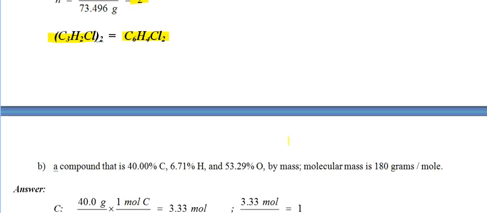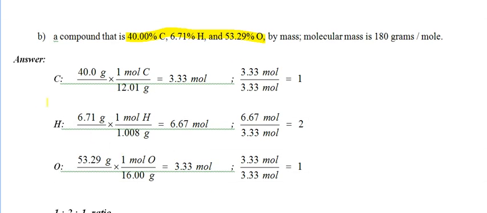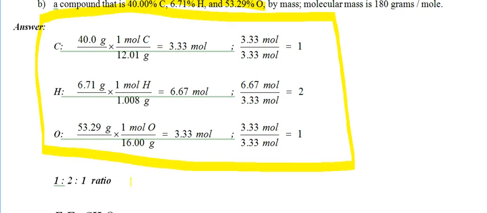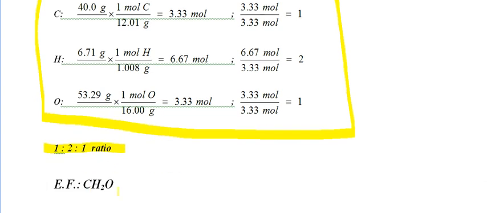All right, letter B. A compound is 40% carbon, 6.71% hydrogen, 53.29% oxygen by mass. And the molecular mass is 180 grams per mole. So you're given percents. So what we need to do is determine the empirical formula first and foremost. So find out how many moles you have of each, and then whichever one of these is the smaller is going to be divided by the others. So here's my empirical formula. So it's a 1 to 2 to 1 ratio, which is right there. So my empirical formula is CH2O.